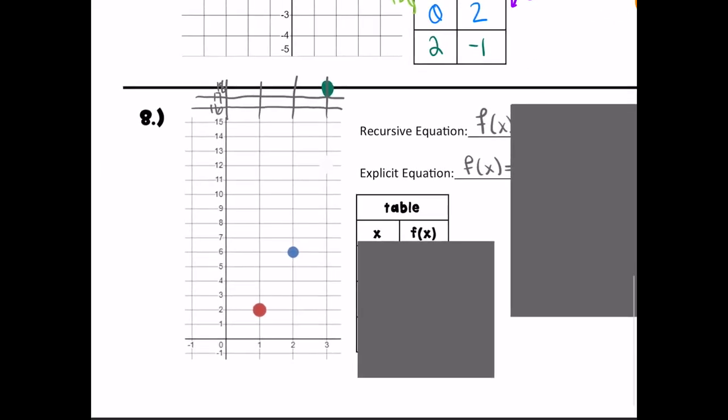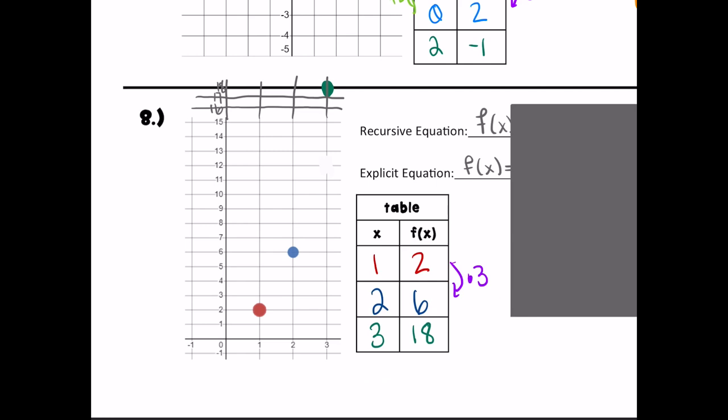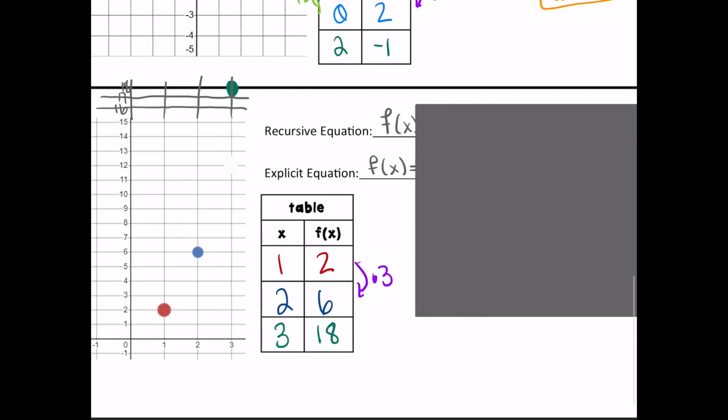Again, your table will be fixed. Mine was not, but I'm sorry, your graph will be fixed. My graph was not. So when I take these dots and put them in my table, again, you read graphs left to right. My colors match the dots, so the red dot, the blue dot, the green dot, the red numbers, the blue numbers, the green numbers. And I'm multiplying by 3 as I go down my table.